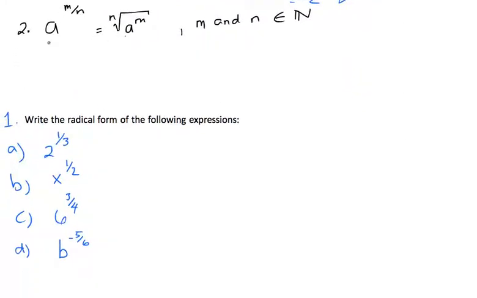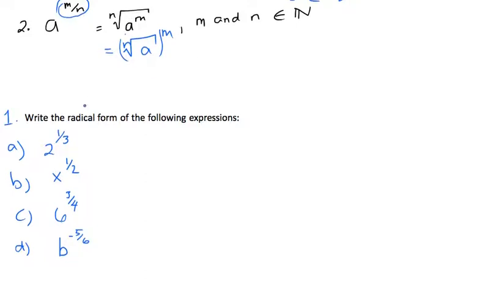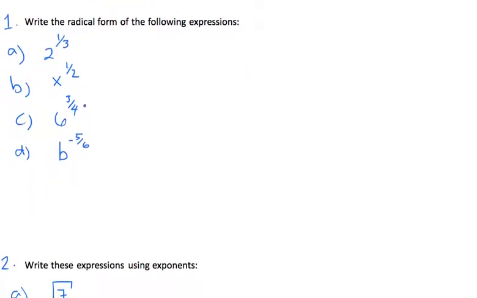Now, the second rule is if you have base a to the power of m over n. So here in our exponent, the numerator is not 1, it is another number, m over n. Then this is the nth root of a to the power m, or you can write it like this, the nth root of a, and this whole thing is to the power of m. We have to keep in mind here that m and n are both natural numbers. Now, let's apply these rules in order to get some practice.